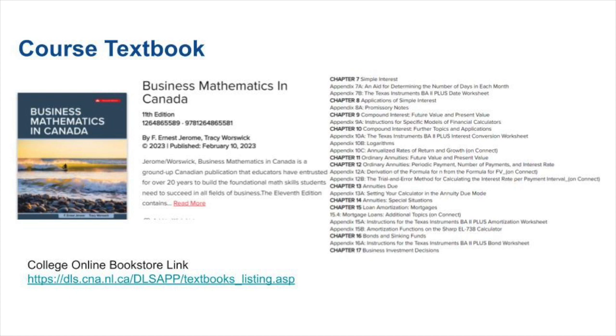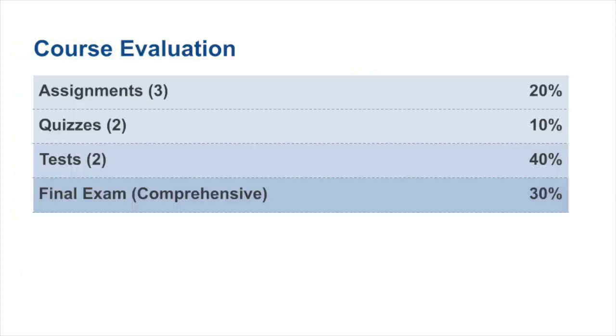In terms of the evaluation, how is this course going to be measured? What we have is 3 assignments, okay? They're scattered throughout the term, and I've indicated when they are. We're also going to have quizzes and tests. The quizzes, there are 2 of them worth 10% in total, and tests worth 40% in total. I've indicated when they're going to be and what their exact weights are, but they'll be written during the term.